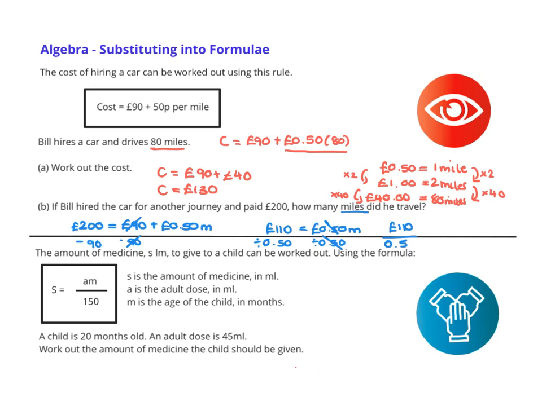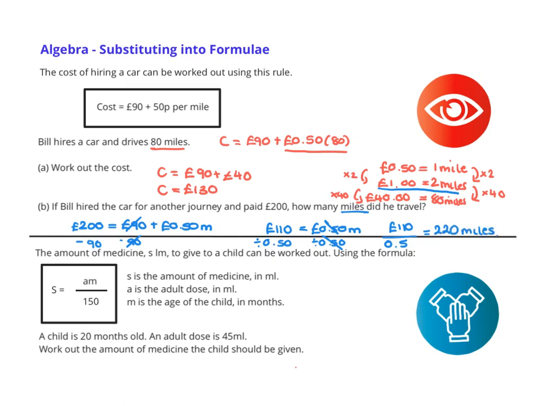That doesn't look that friendly, but it's much easier than you think. So what I'm asking here is how many 50p's fit into £110. Now we wrote this line of work in earlier that £1 equalled 2 miles. So for every pound you get double the amount of miles. So I'll do the same here. If for every pound that I spent I actually travelled 2 miles, I need to do 110 times by 2, and that will give me 220 miles.